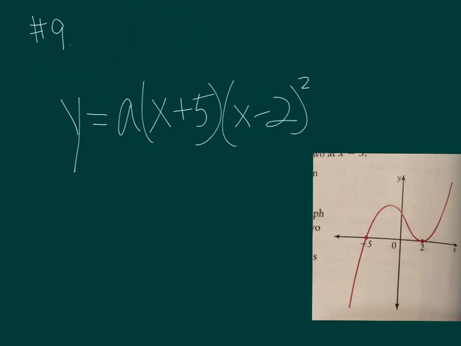Number 9 gives this graph and asks you to come up with the family of functions that would go with that graph. So any function that would go through -5 and 2 on the x-axis. So the -5 corresponds with a factor of x plus 5, and the 2 corresponds with a factor of x minus 2. And the reason I say it's degree 2 is because our curve comes down, it hits the axis, and goes back up. So it's degree 2.